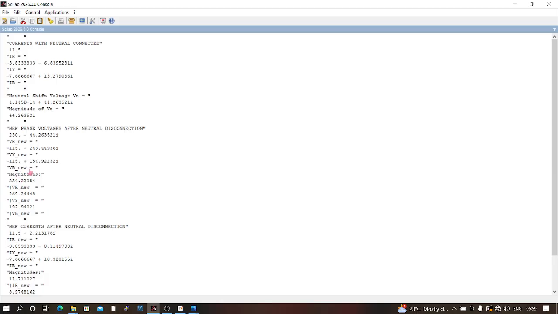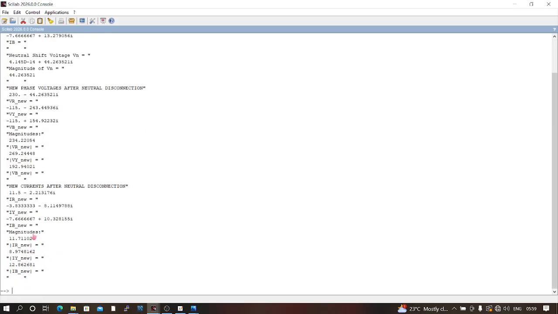Next Vb new value is minus 115.114 divided by 15, then you get the IB new value. And if you take the magnitudes, they will also be displayed here: this magnitude is increased, this magnitude is also increased, whereas this magnitude is decreased. So you can observe there is an imbalanced condition when the neutral is disconnected, which is to be avoided whenever we are working on a three-phase four-wire distribution system.